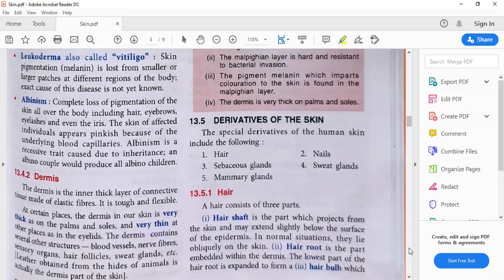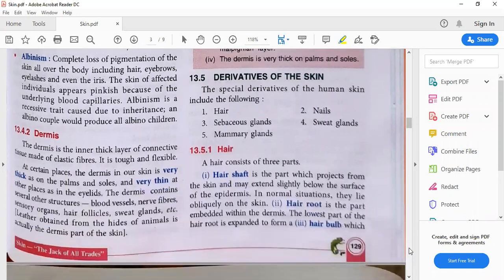Okay, dermis. Now this is the main thing, from where all the nerve endings, blood vessels and capillaries can start. Dermis is the inner thicker layer of connective tissue made up of elastic fibers. It is tough and flexible. At certain places the dermis in our skin is very thick, as on the palms and soles, and it is very thin at other places, as in the eyelids.